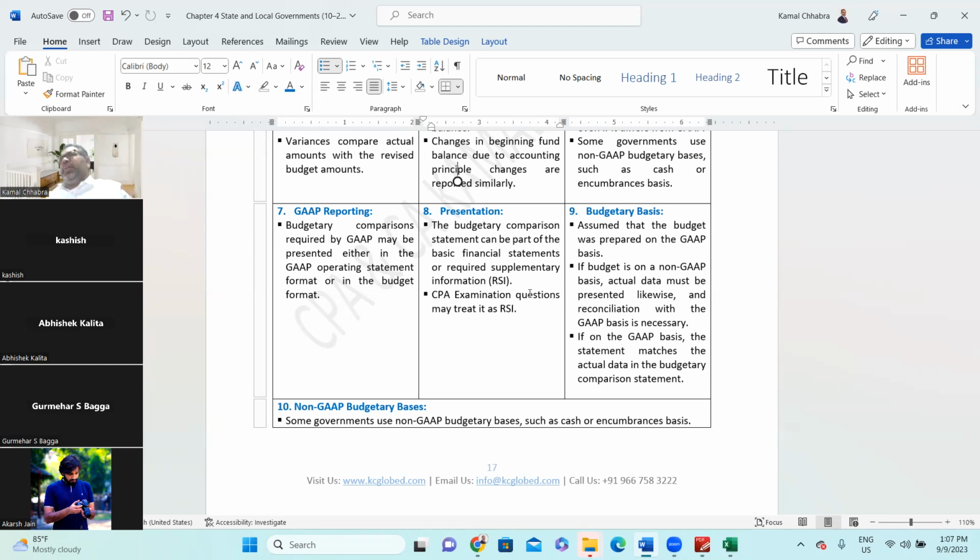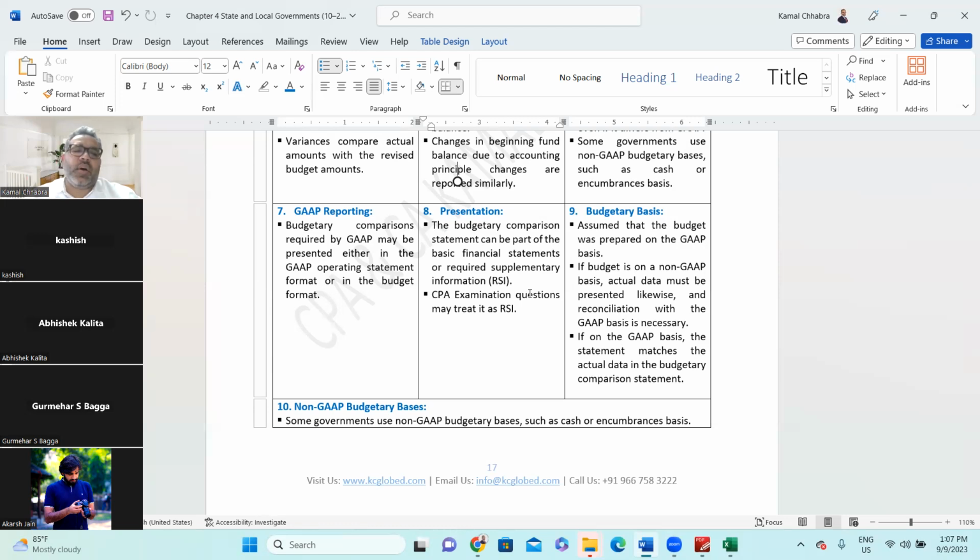If there is any item which is not in line with the GAAP, then you need to make the reconciliation of the same, as if it would have been considered on a GAAP basis. If on a GAAP basis the statement matches the actual data in a budgetary comparison statement, then you're not required to make any reconciliation or adjustment.